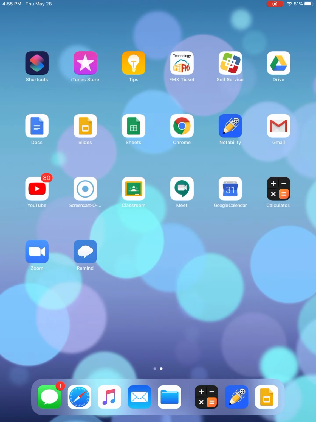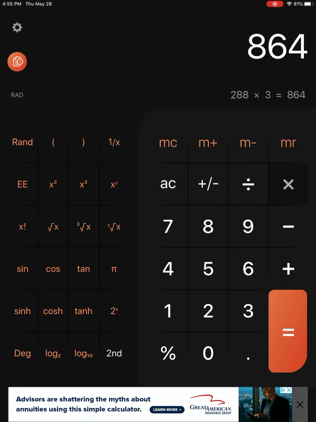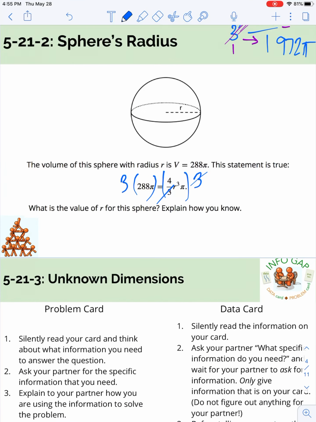288 times 3 is 864. So I get 864 pi equals 4r cubed pi. I divide by 4 pi. The reason I'm dividing by pi too is because remember when you divide something that's the same on both sides of the equal sign, it goes away.